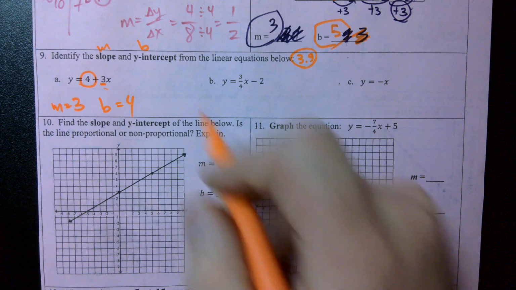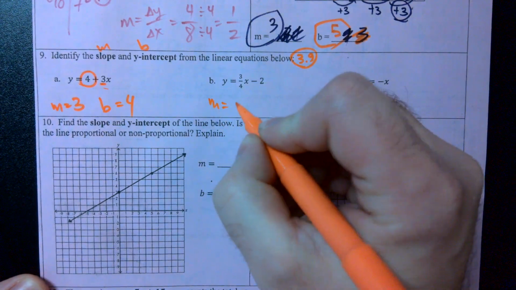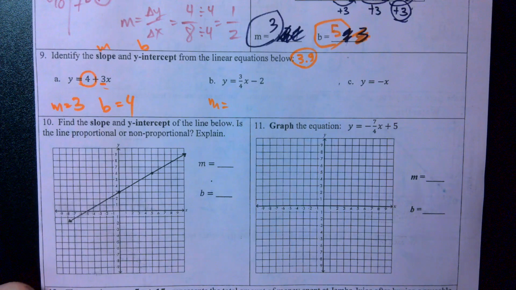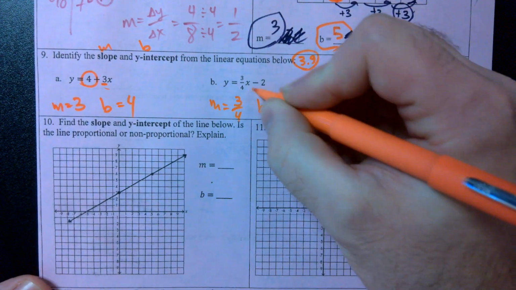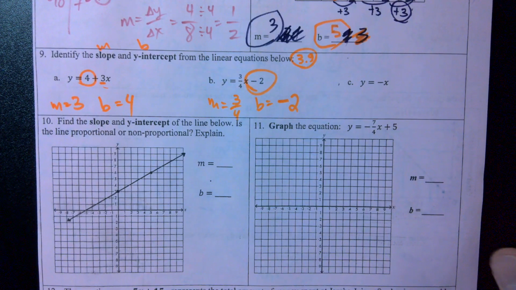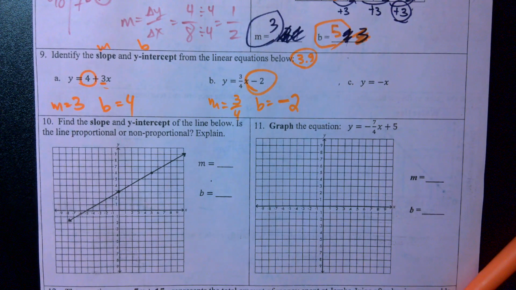That's my B. Speaking of B, let's go to number B. What's my slope in number B? What's glued to the X? 3 over 4. What's hanging off on the end? -2. Don't forget that negative sign. If there's a minus in front of it, my B value is negative. And all that means, again, is that I cross the y-axis below the origin. Okay?